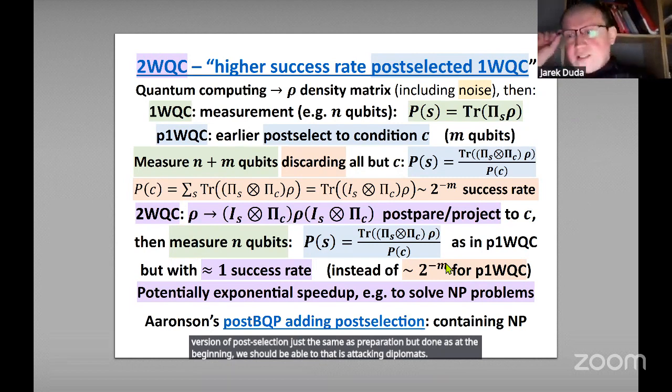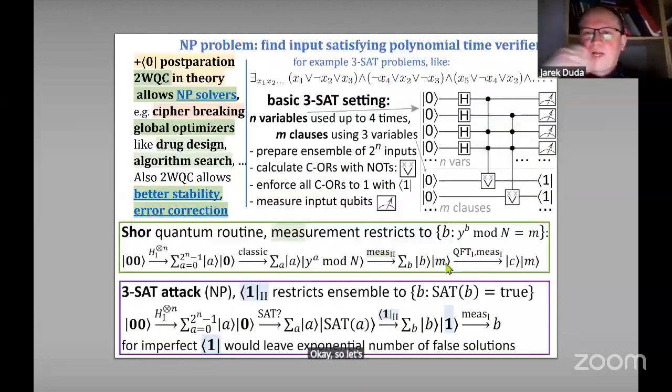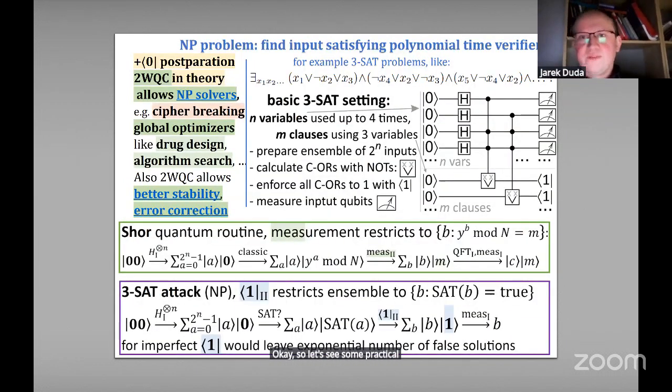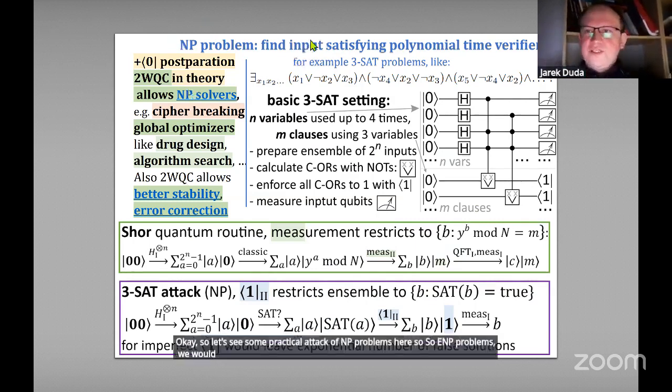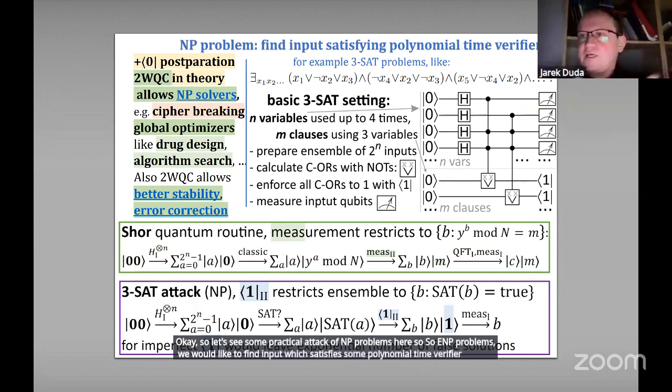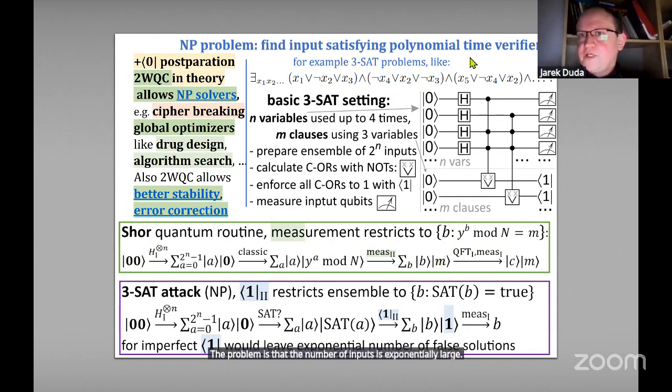Okay, so let's see some practical attack of NP problems. In NP problems, we would like to find an input which satisfies some polynomial time verifier. So there is some property you would like to satisfy, and the question is to find the input which satisfies it. The problem is that the number of inputs is exponentially large. So polynomial verification is cheap, but there is a huge number of inputs. It is not difficult to verify proper inputs, only to find them.